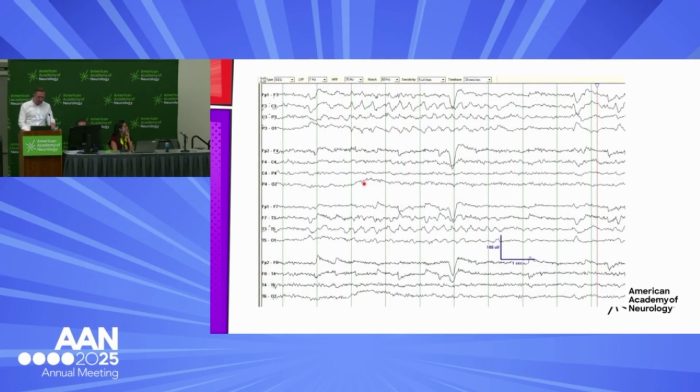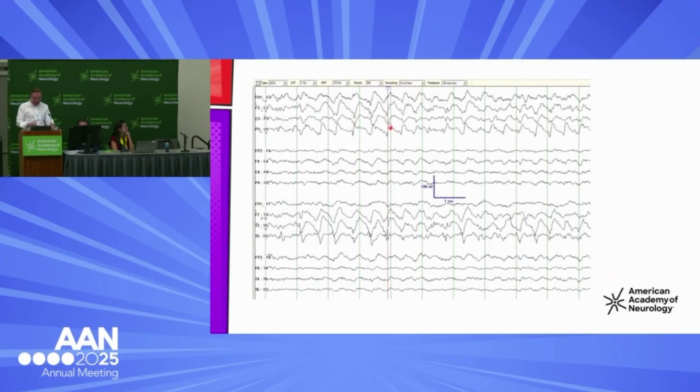Then here's a pattern. This is left temporal, right temporal. See this rhythmic pattern, right? There's no inter-discharge interval. It's all continuous with each other. It's only in one hemisphere. So lateralized rhythmic delta activity.